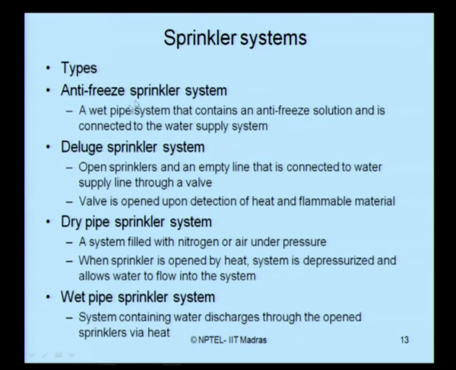So sprinkler systems have basically 4 types: anti-freeze, recommended for cold countries; deluge, where you connect an empty line to a water supply line through a valve which is operated automatically on detection of heat or flammable material. Then you also have a dry pipe system where the system is under pressure. When the sprinkler senses heat, the system is depressurized and water is allowed to flow through the system. Or you have a simple wet pipe sprinkler system where the system contains water which is discharged through the sprinklers when the sprinklers get opened because of heat or flammable detection.